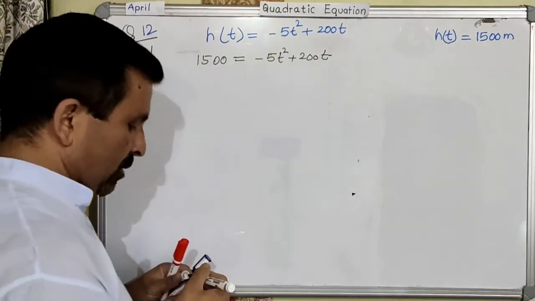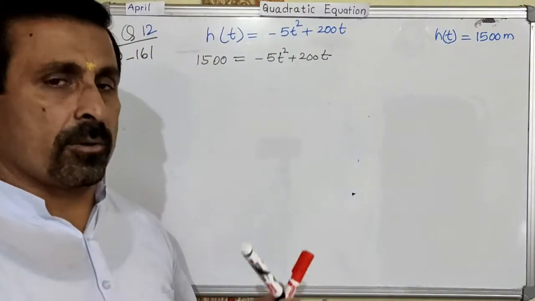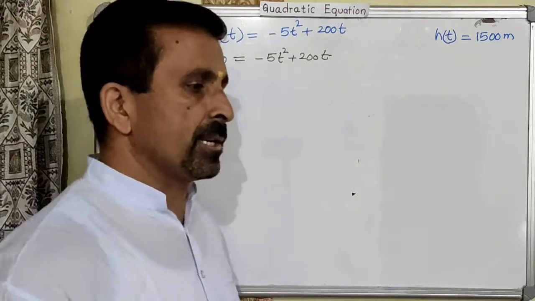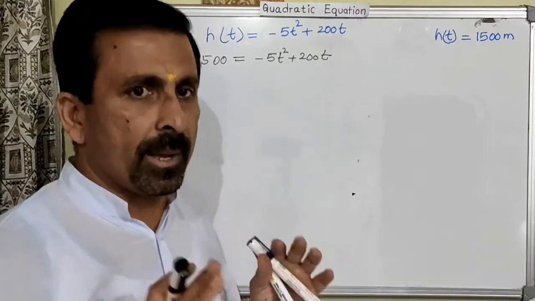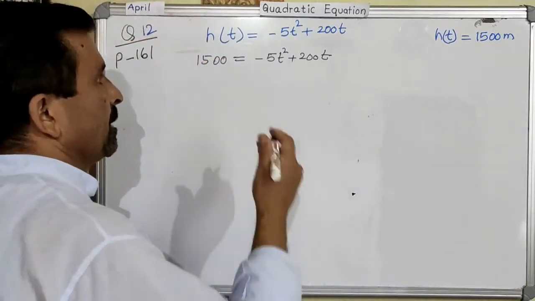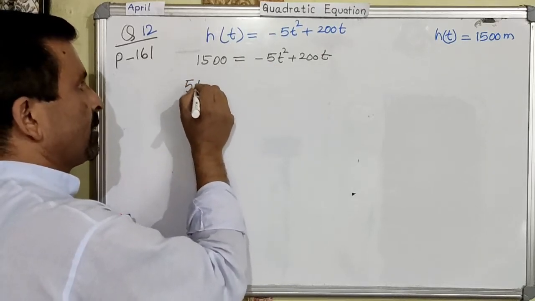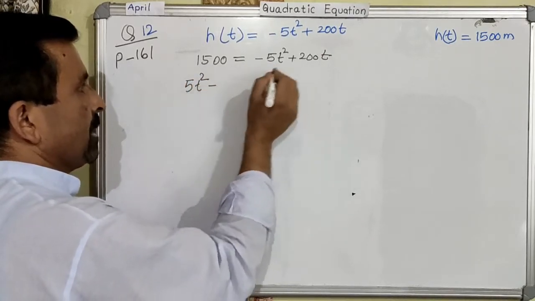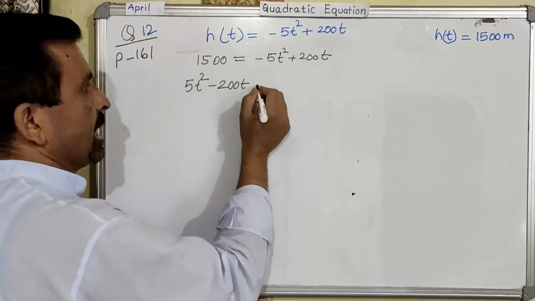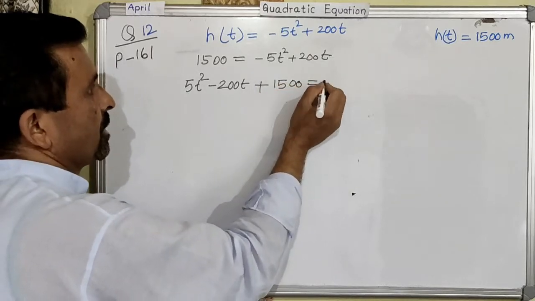Now this is a quadratic equation. I told you many times that in a quadratic equation all the terms should be on one side, and as far as possible try to keep the first term, the square term, positive, for our own convenience. So we will shift everything to the left-hand side. That way 5t square becomes positive, 200t becomes minus 200t, and 1500 stays as it is, plus 1500 is equal to 0.